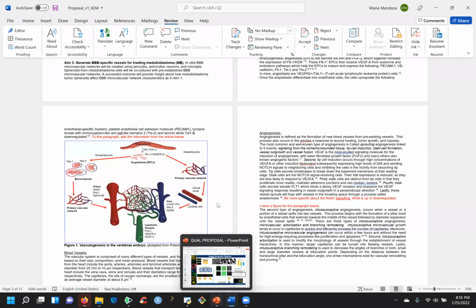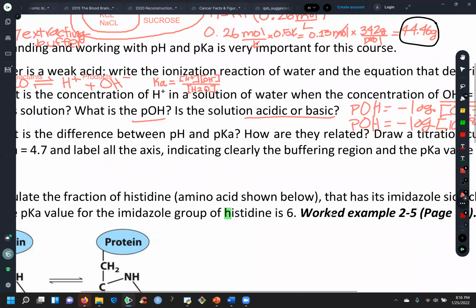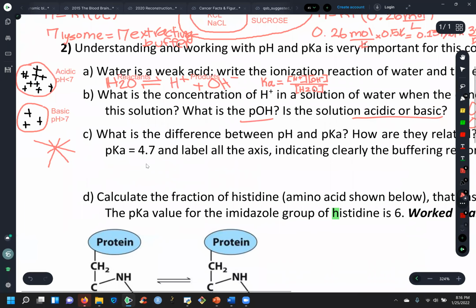Okay, so what is the difference between pH? Draw a titration curve for a molecule with a pKa of 4.7. So remember, the pKa is just the pH at which that acid wants to lose its proton. Some acids are really friendly, and we call those really strong acids, and those will lose their proton at a really low pH. But other acids are more stubborn and not so friendly, so you have to get a really high pH in order for them to donate their proton.